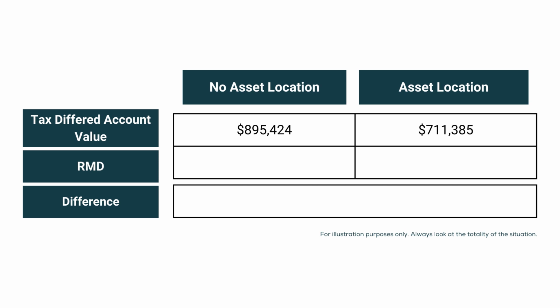So when we do out the math, we've got a pretty big difference in the size of the RMDs. Assuming that we'll be starting our RMDs in 2024, without using asset location, our RMDs will be a little bit less than $34,000 per year. However, if we do pay attention to asset location, because we moved a ton of the growth in our portfolio out of our tax-deferred account and into our tax-exempt account, our RMD is only about $27,000 per year. This means we have a difference of just shy of $7,000 per year.